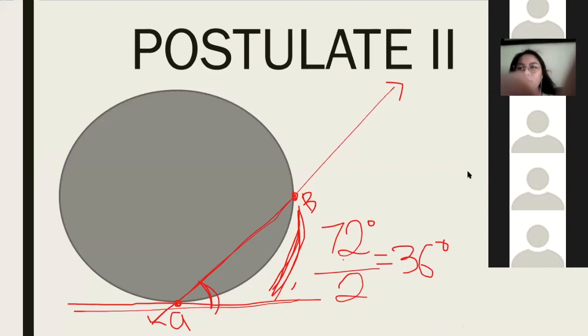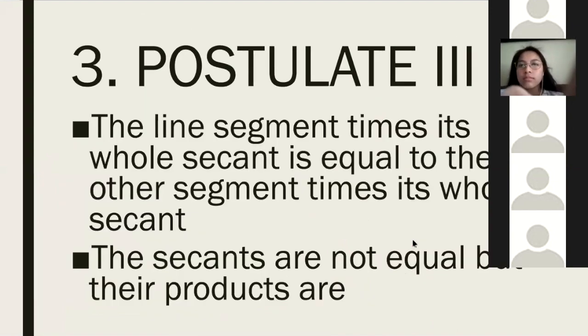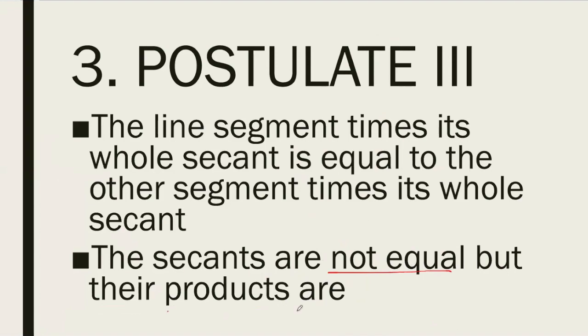Yes po. Okay. Opo, malinaw po. Thank you. Next, postulate 3. The line segment times its whole secant is equal to the other secant times its whole secant. Okay. So, medyo nakakalito. The secants are not equal, but the products are the same. So, products only are the same.